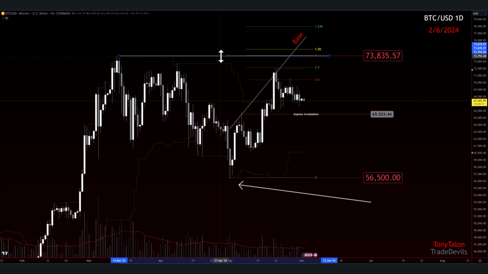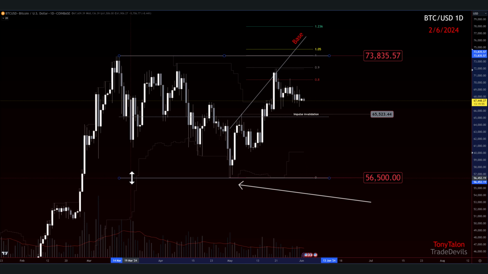So if I pull a parallel channel up from the top down to this first pivot over here, you can see we're kind of finding support on the median line right there. But any of these pivots look pretty good to keep an eye on as far as looking for reactions off of it.